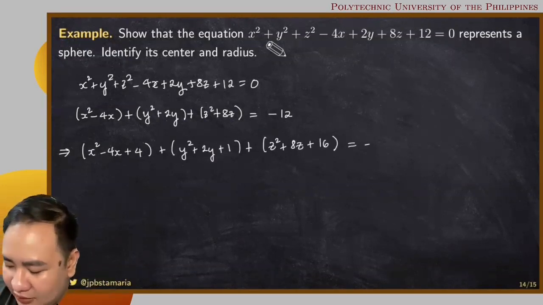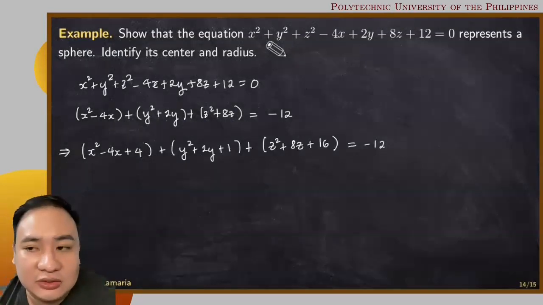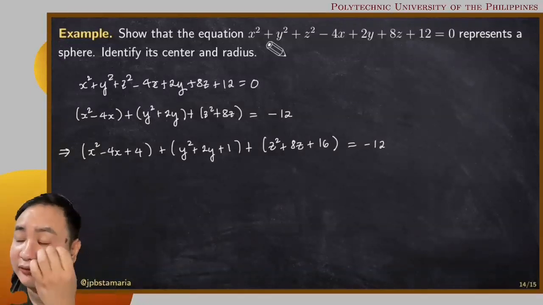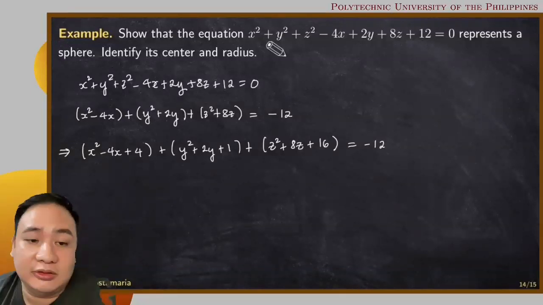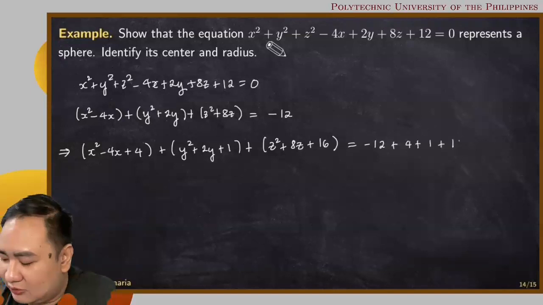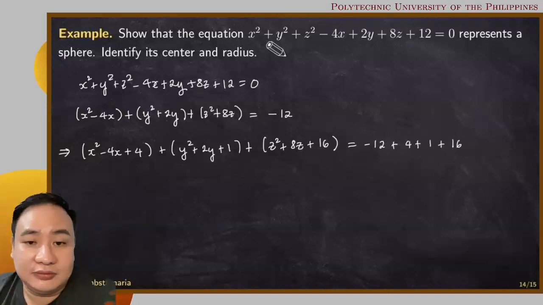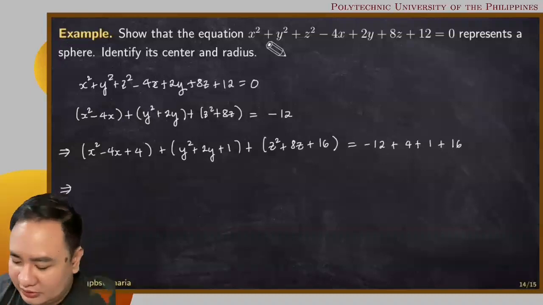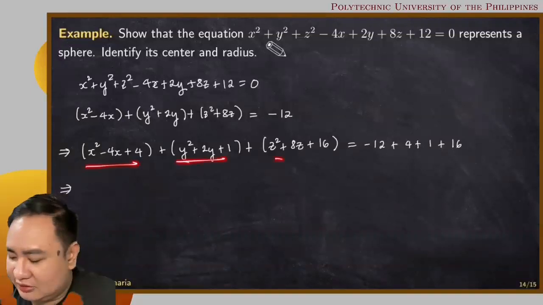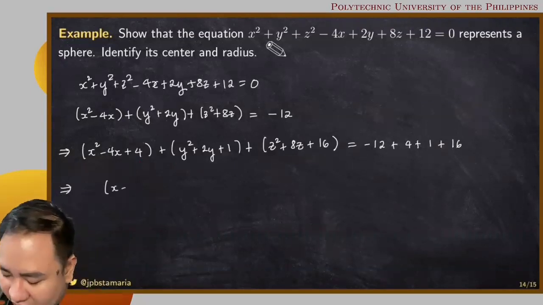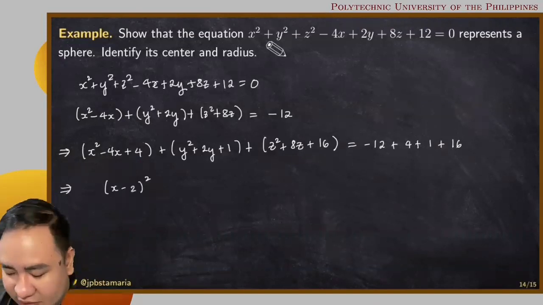Now, syempre, if that is an equation, hindi na to balance, no? Kailangan kung ano yung in-add mo sa kaliwa for the equation to hold, to remain true, i-add mo rin sa kanan. So, i-add mo dito yung in-add mo na 4, yung 1, at saka yung 16. Now, you express every group of terms inside the parentheses as a square of a binomial. Ano ginagawa yun? That's easy. You just consider the first and the last term. You take the square roots, no?